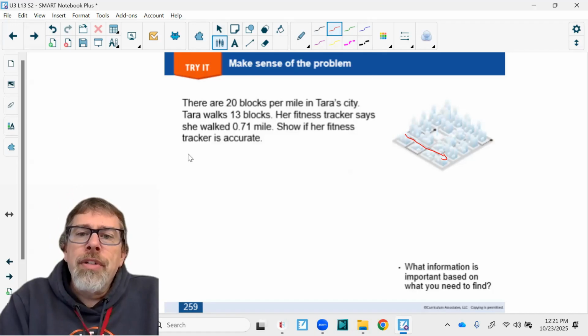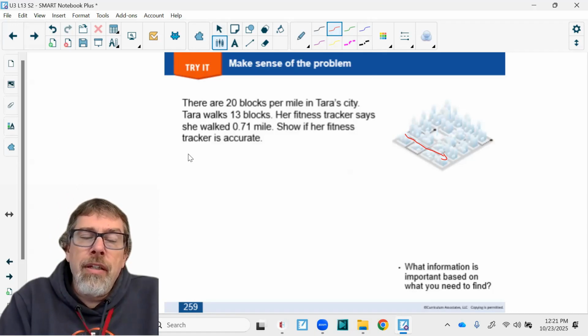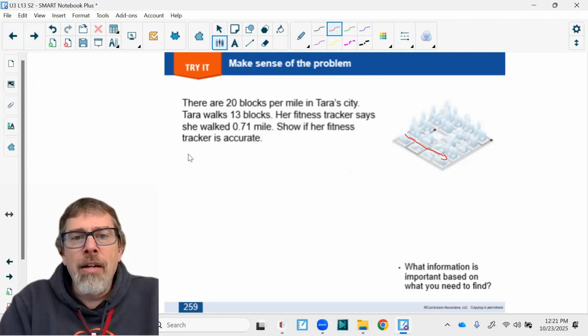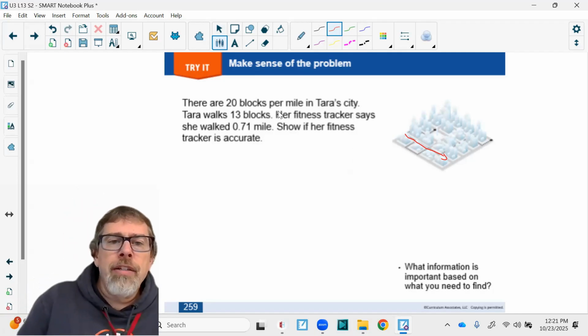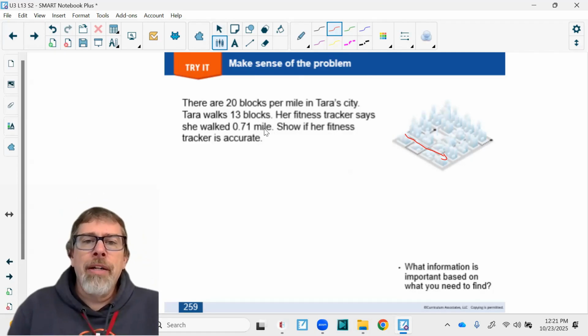So Tara walks 13 blocks, which, since 20 blocks is a mile, is less than a mile, but more than half a mile because half a mile would be 10 blocks, assuming all the blocks are the same. Her fitness tracker says that she walked 0.71 miles. Show if her fitness tracker is accurate.